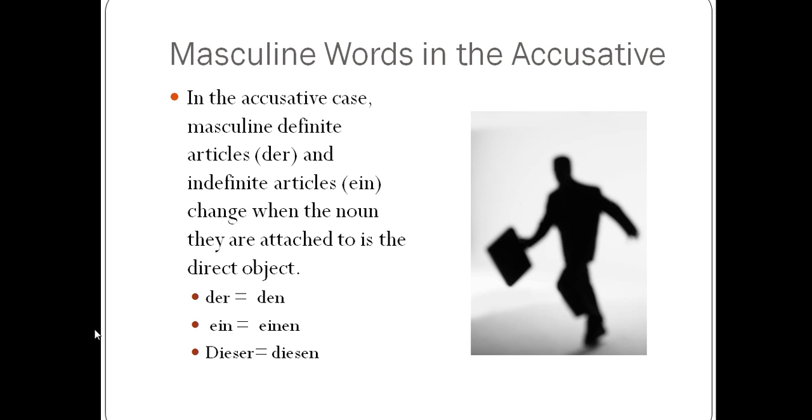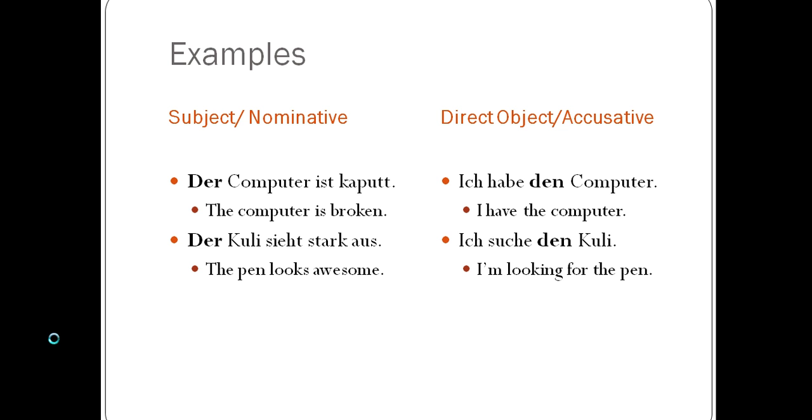That's your main change and the main reason why you need to know what a direct object is. Because if it's masculine, you're going to have to use a different article. The, or this. Examples. Der Computer ist kaputt. The computer is broken. The computer is a subject, so I use der. However, if I say I have the computer, ich habe den Computer, der changes to den.